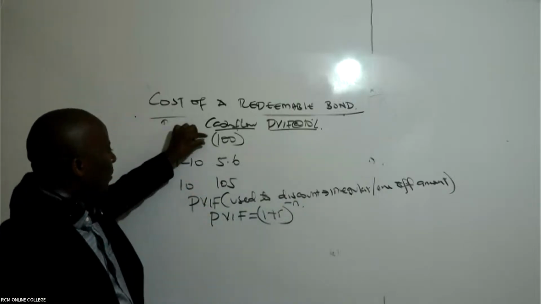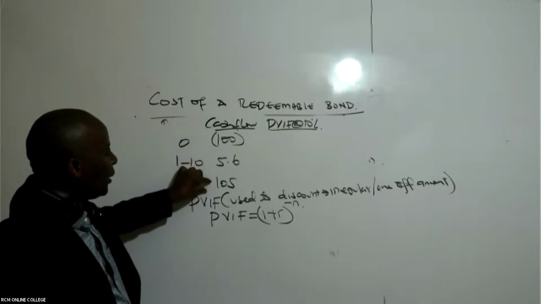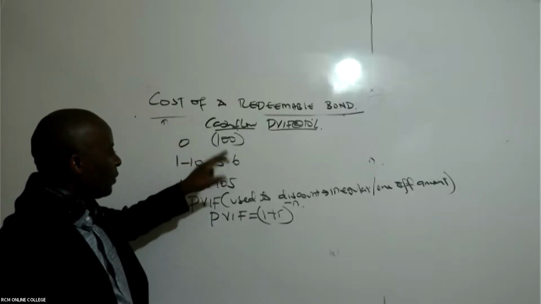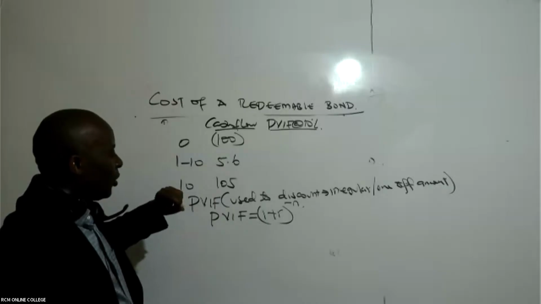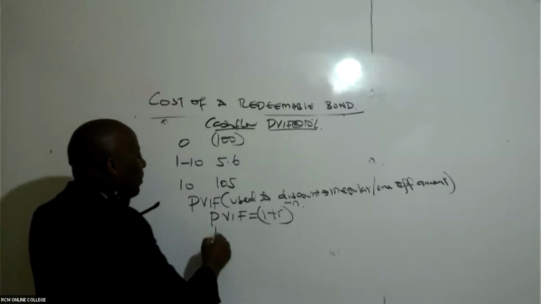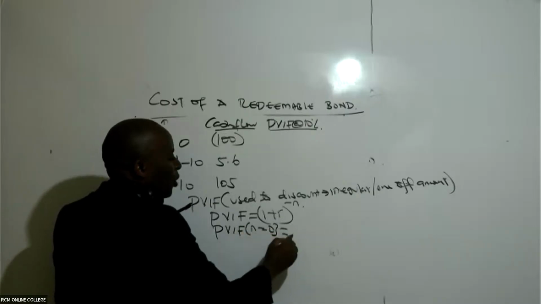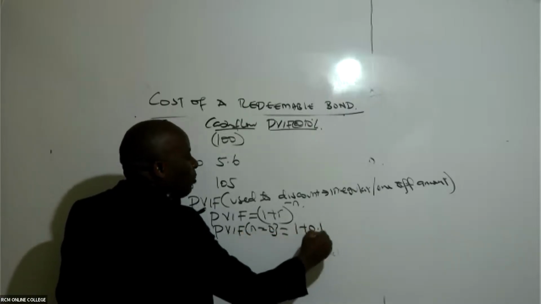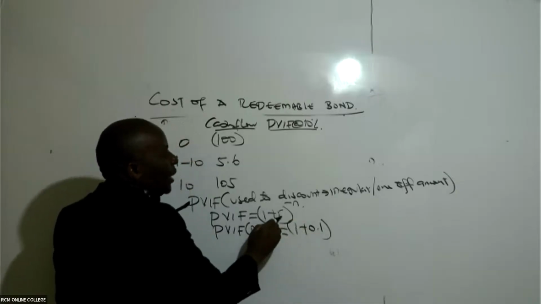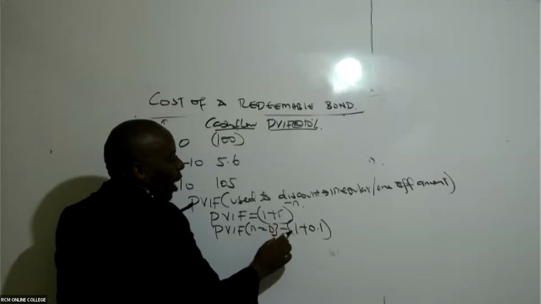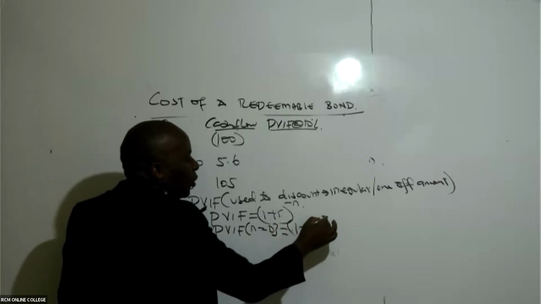And there are 2 lump sum amounts. We have this one and this one, 2 of them. These are series, many, 5.6 every year for 10 years. So then what I will do, I will calculate PVF when N is 0. This will be 1 plus 0.1 because my required return, which is the cost of capital, is 10%. So it will be 1 plus 0.1 raised to negative N.